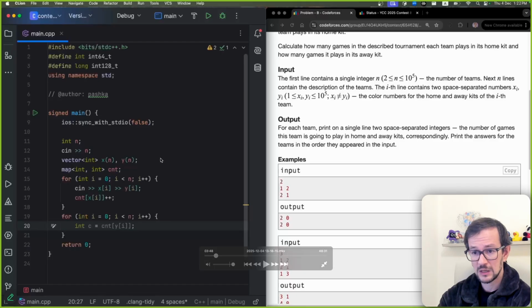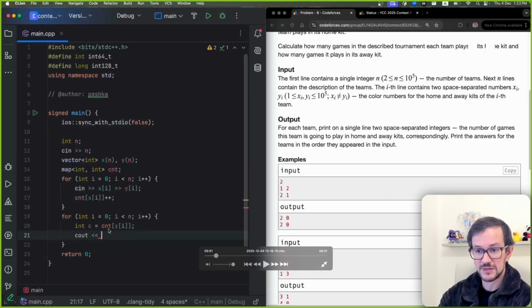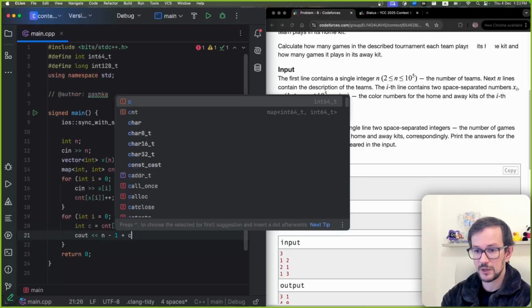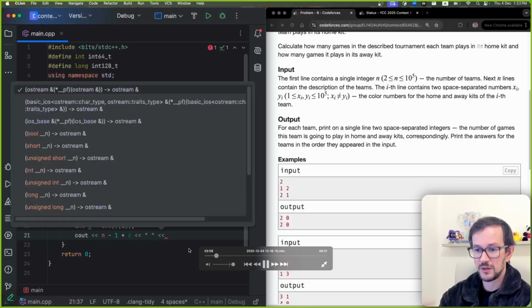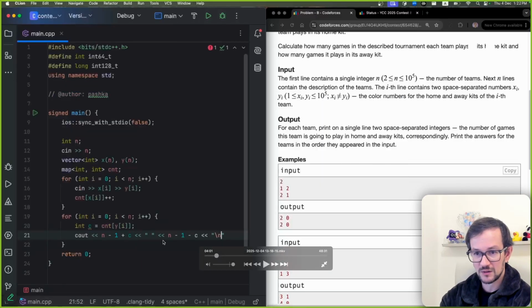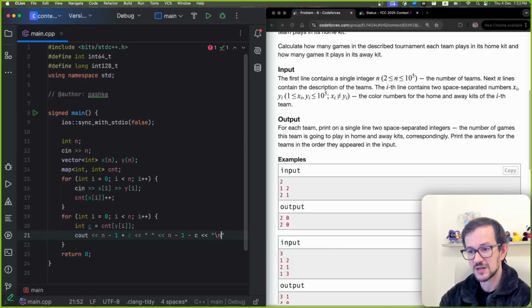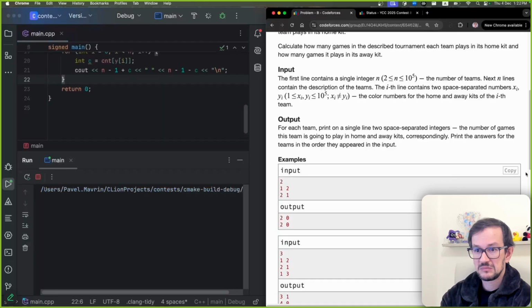So let's count for every color how many times this color is someone's home kit, and just take this count C, and this is the number of times we play as a guest team but with our home kit. And now just simply calculate. So we play in the home kit n-1 games at home plus these extra C games, and we play in the guest kit n-1 games, the total number of times we play outside, minus C, because these C games we play in the home kit. That's pretty much it.